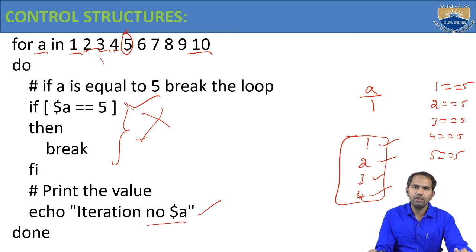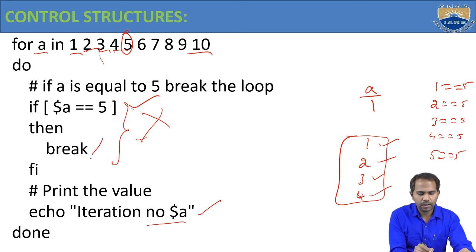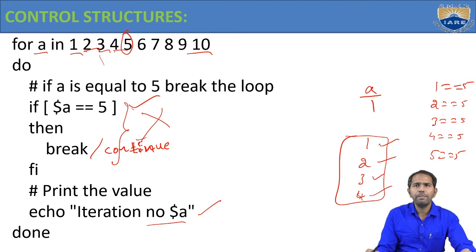What about continue? Instead of using break, I'm using continue. The continue statement. What happened here? When the loop started, the first value taken is 1. Now, is a equal to 5? No, the condition failed. So it prints the first number, number 1.